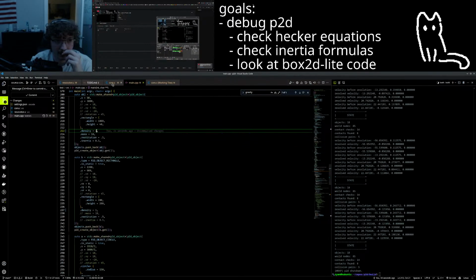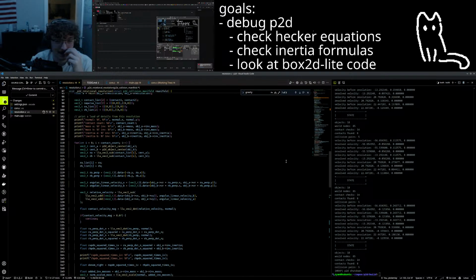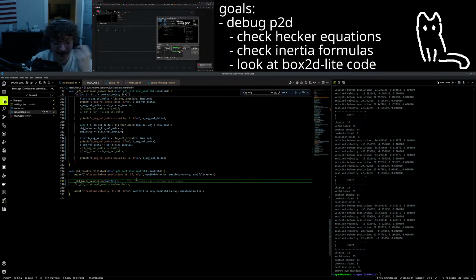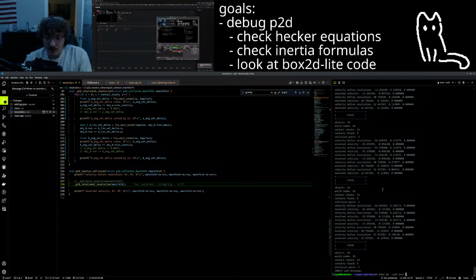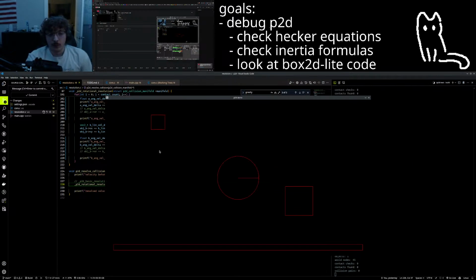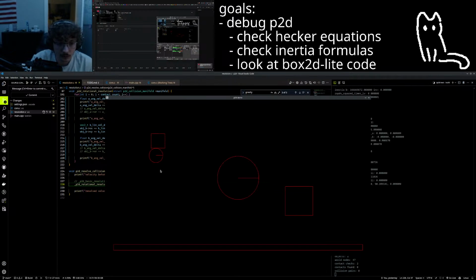Oh wait, am I still on the basic resolution? I am. Alright, well, let's see it not work at all on the rotational. Yeah. Boom. Okay.